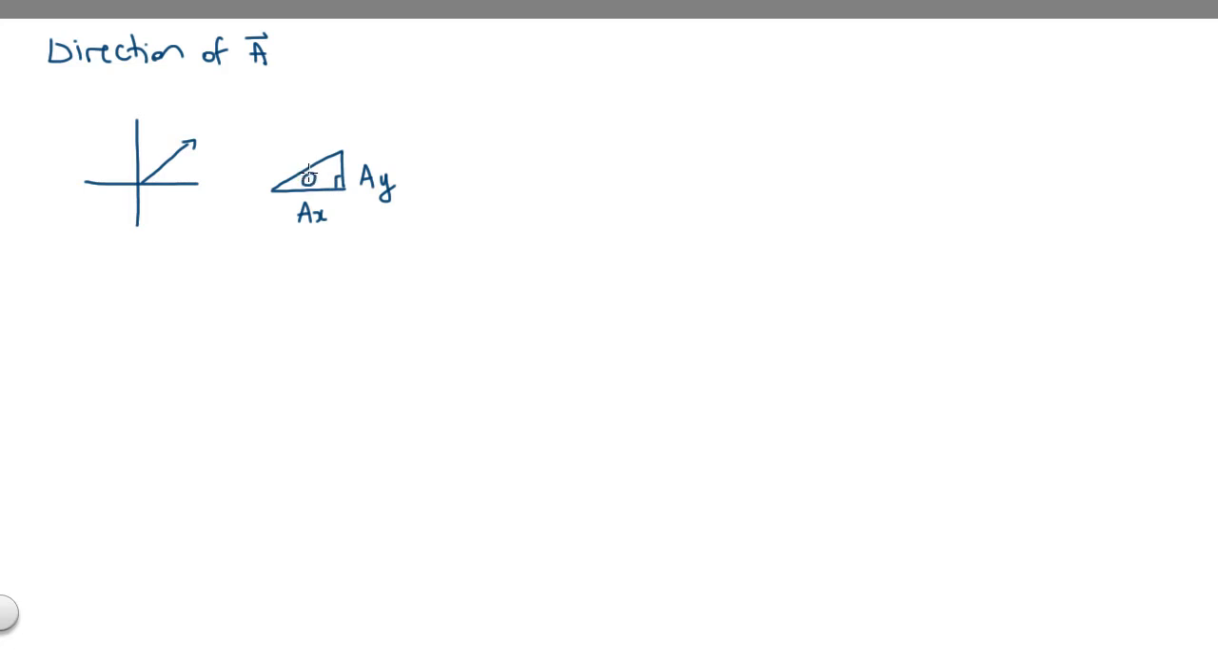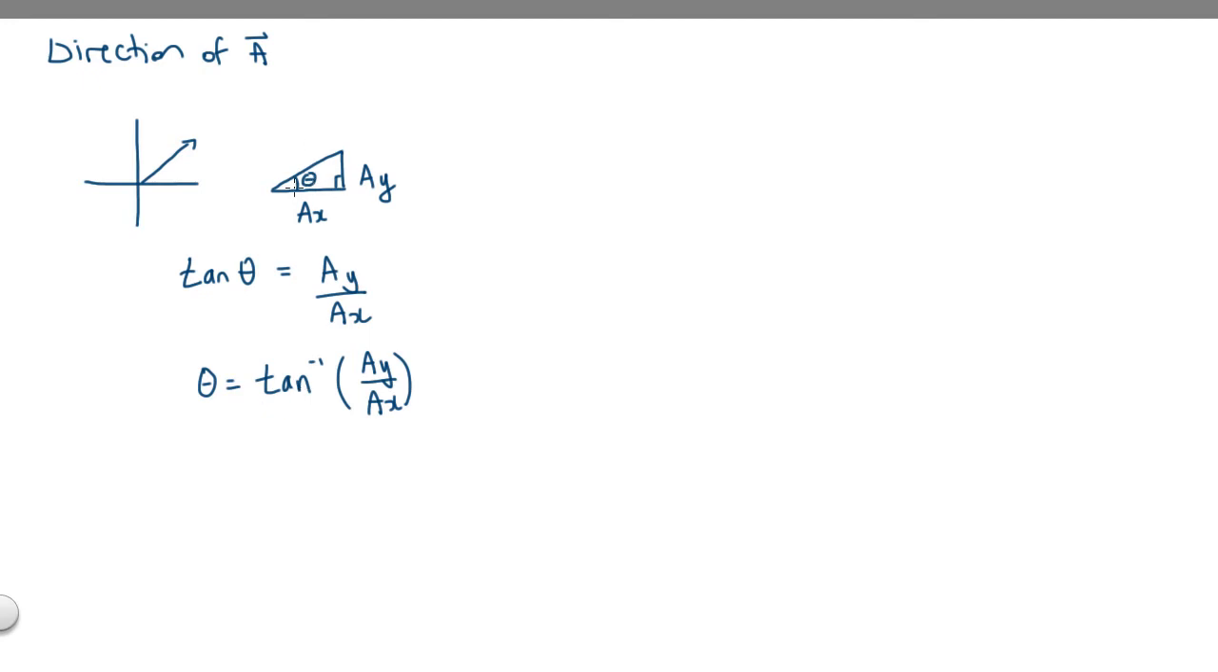Now let's say that we're interested in finding this angle theta here. Well, if we think back to trig, tan theta is going to be opposite over adjacent. So it'll be ay over ax. And then to get theta, we can apply arctan to both sides of this equation. So the arctan function will come along, undo tan, and we'll have theta equals arctan of ay over ax.